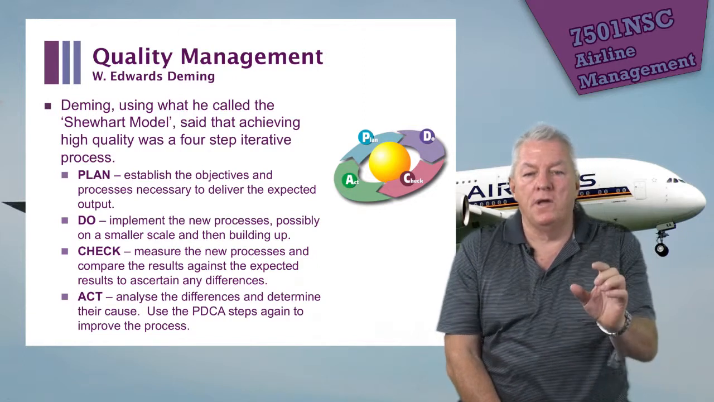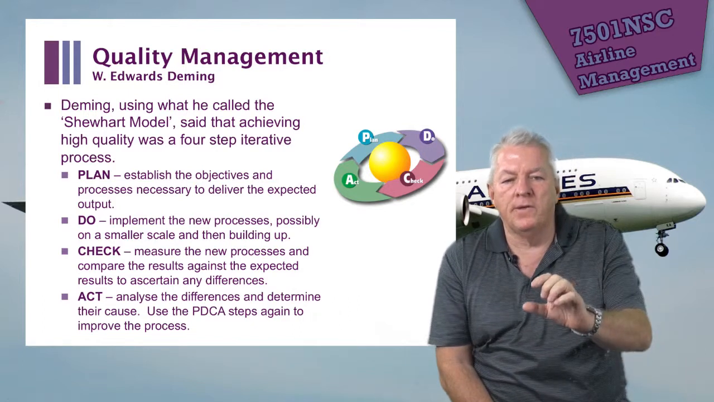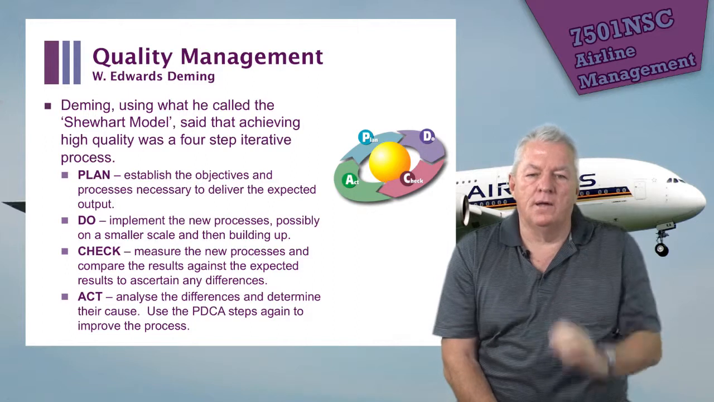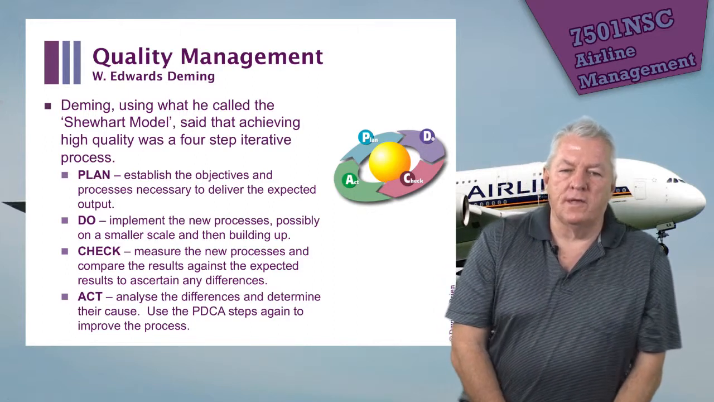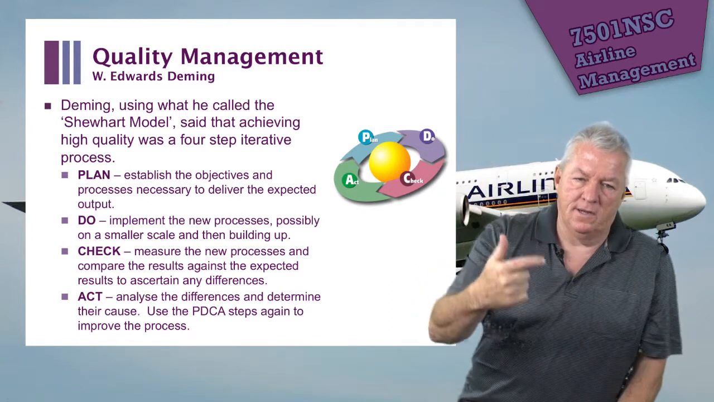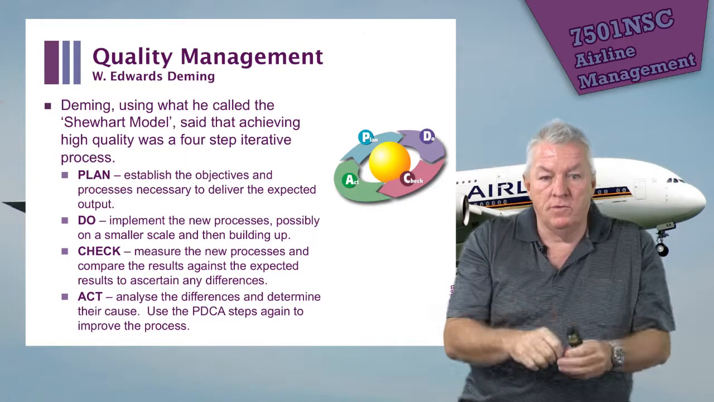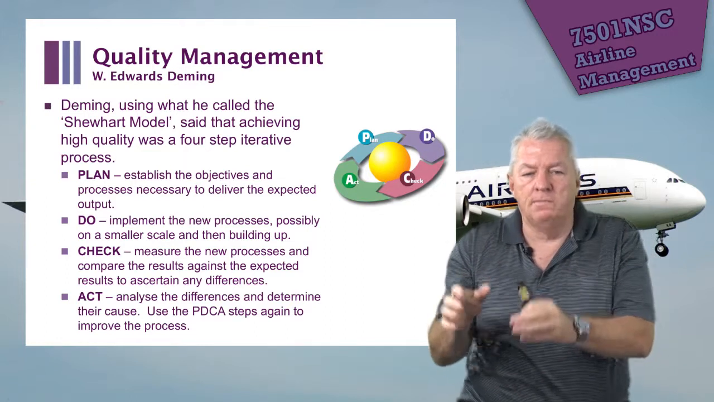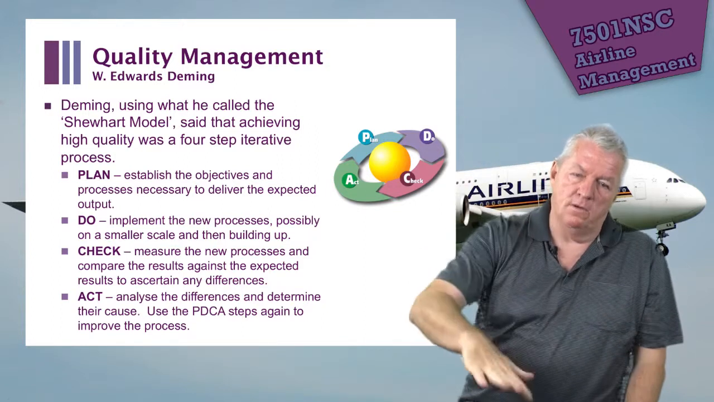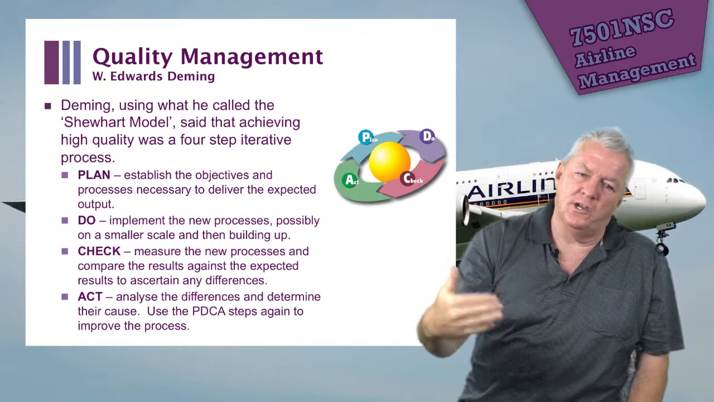You check, so you measure the new processes and compare the results against the expected results to ascertain any differences, and you act. You analyse the differences and determine their cause, and then you go back through the plan, do, check, act again. In more simple terms, plan for what you want to do. You do it, you check it, and if it's not right, you act upon it. And again, so you need to then plan for the change, do the change, check and act.